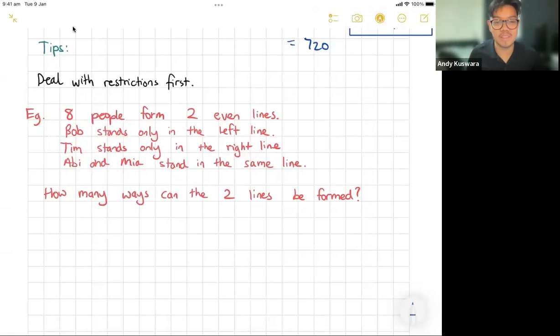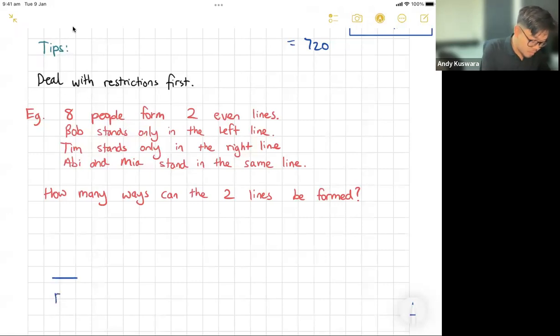So for example, I can say 8 people form 2 even lines. Bob stands only in the left line. Tim stands only in the right line, and Abby and Mia stand in the same line. So how many different ways can the 2 lines be formed? So let's start with the restriction. So let's talk about Bob. Okay. So basically we've got Bob.